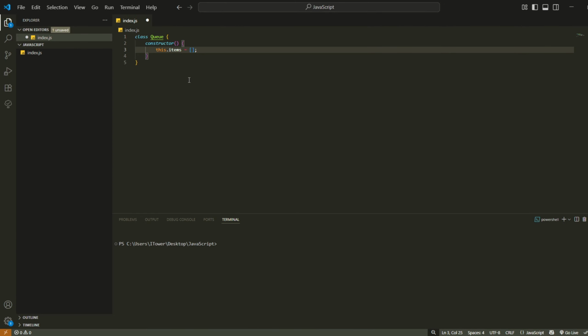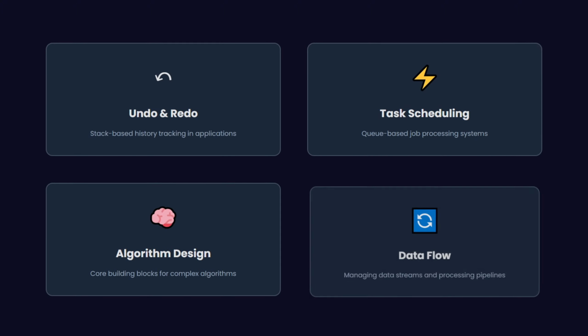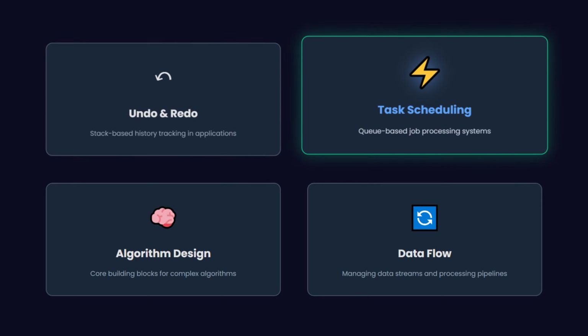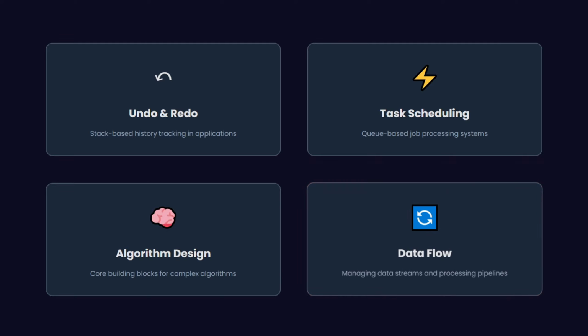In today's video, we're going to explore two foundational data structures in computer science, stack and queue. These are super important to understand if you're learning algorithms, working with data flow, or even building real applications. Once you get a solid grasp of them, you'll start seeing them everywhere, from undo and redo systems to task scheduling and more.